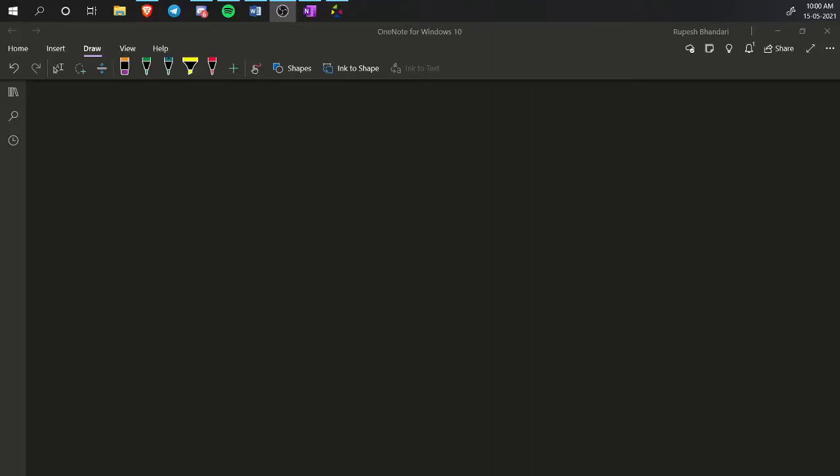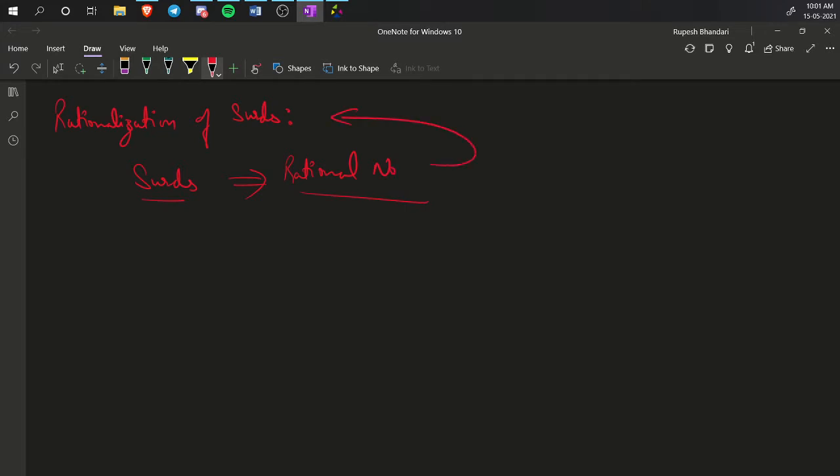So in this particular session, what I'll be showing you is what is rationalization of surds. So what is this? It's basically surds to a rational number. So it's the process of changing surds into a rational number. That's basically what rationalization of surds is.